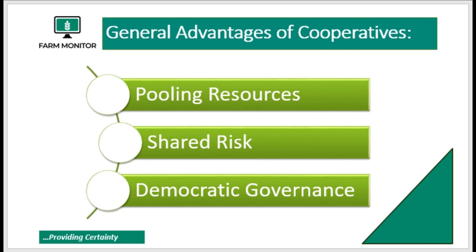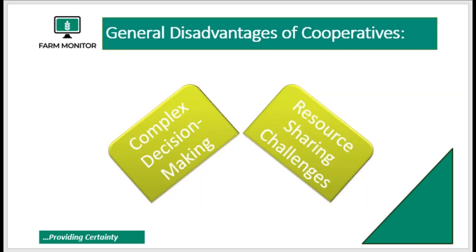Then number 3 is democratic governance. Most cooperatives follow democratic principles. These allow members to have a say in decision making and in the selection of their leadership. Are there disadvantages of cooperatives? At least I can mention 2.